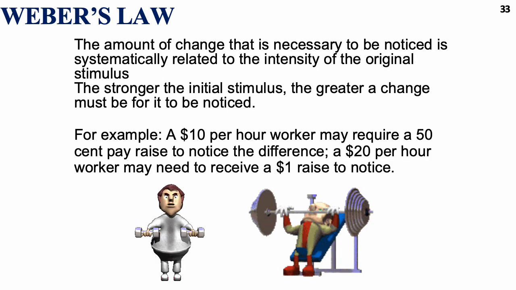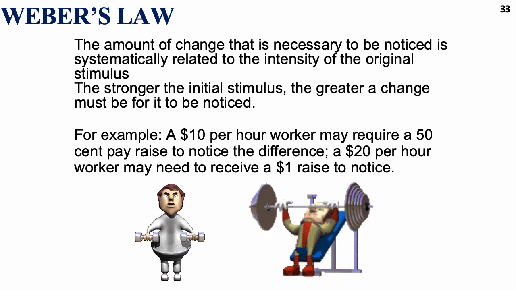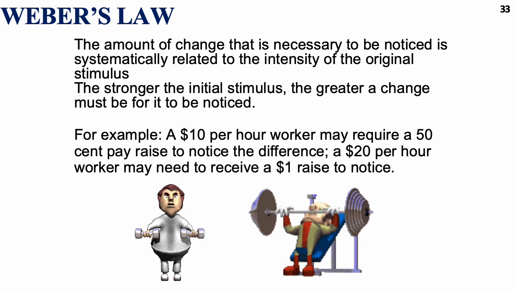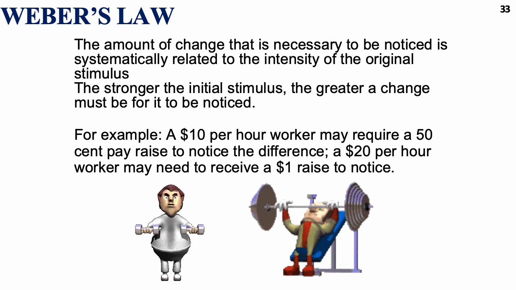So it's hard to talk about sensory marketing without talking about these thresholds that exist. So oftentimes we look at Weber's law, different people pronounce it differently, which just says the amount of change that is necessary to be noticed is systematically related to the intensity of the original stimulus. The stronger the initial stimulus, the greater a change must be for it to be noticed, which makes a lot of sense.